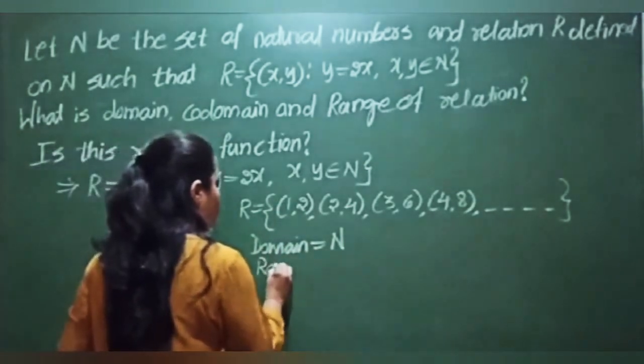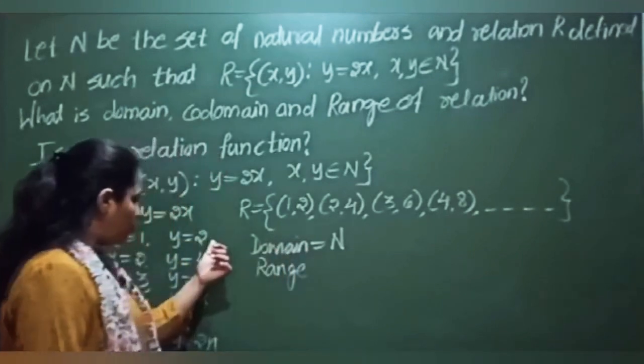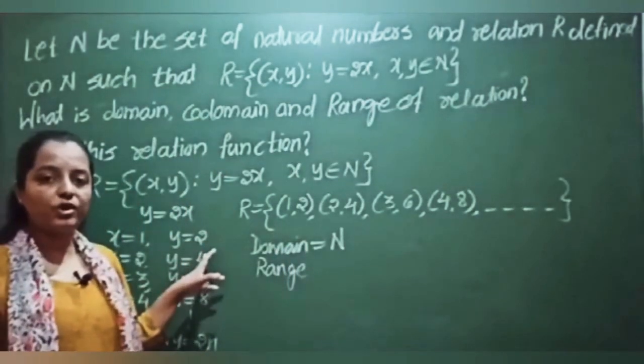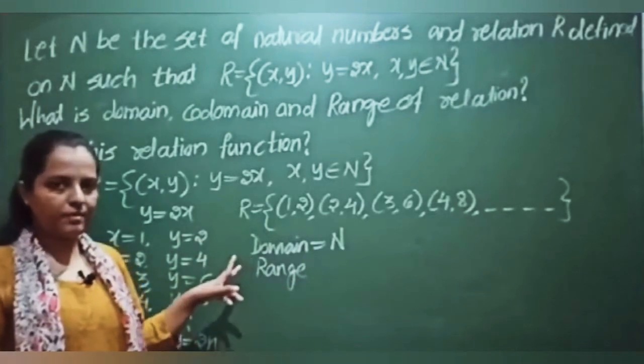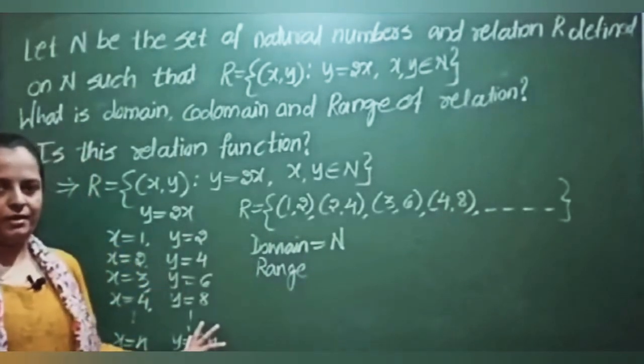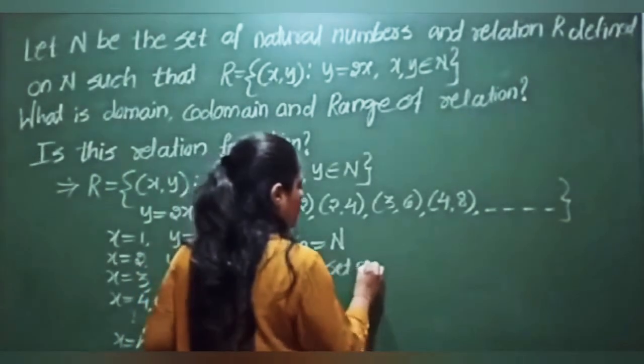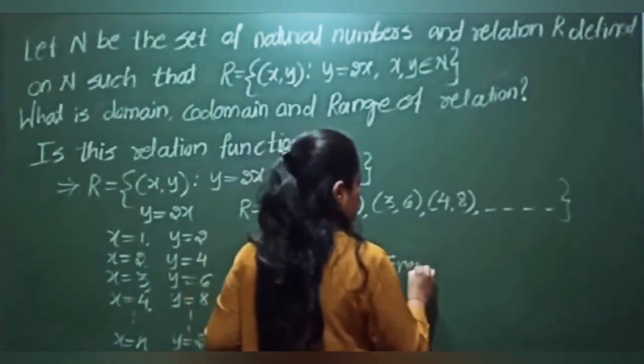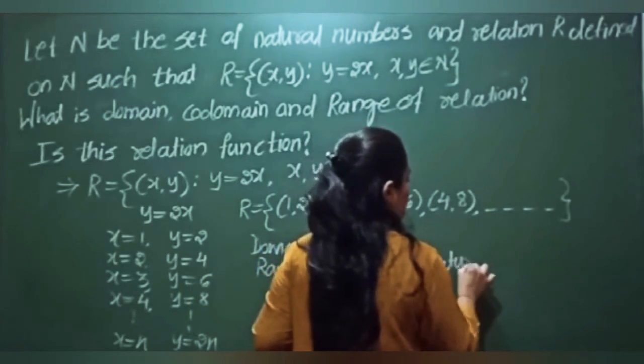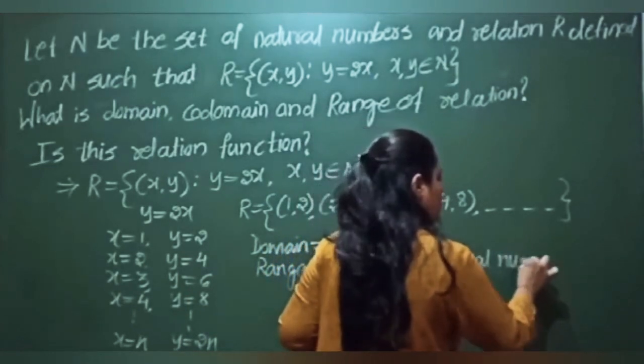Here, the range: see 2, 4, 6, 8, and this is the twice of the natural number, or the set of all even natural numbers. So what we got as the range here is the set of all even natural numbers.